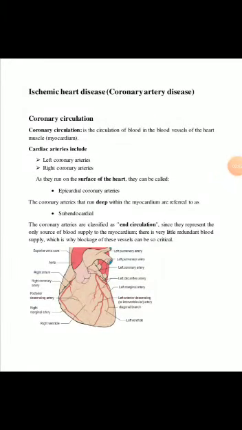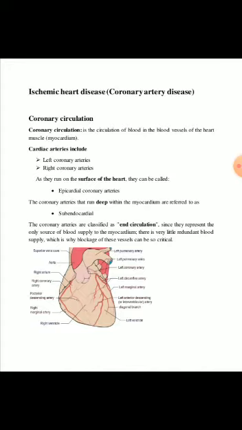Bismillahirrahmanirrahim. I am Dr. Yasmeen Ahmed, and today our topic is about ischemic heart diseases, also known as coronary artery diseases. Previously you have studied heart failure, left-sided heart failure and right-sided heart failure, and now we will start with ischemic heart diseases.